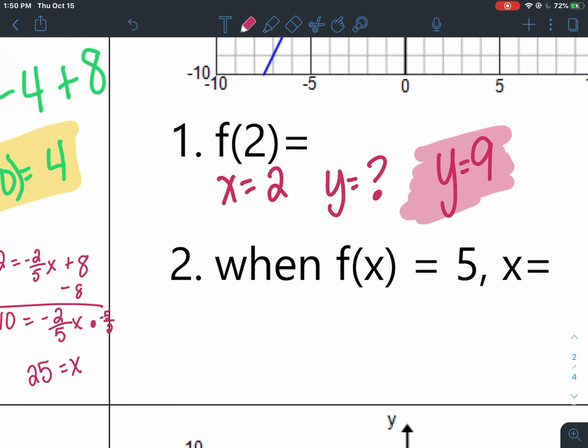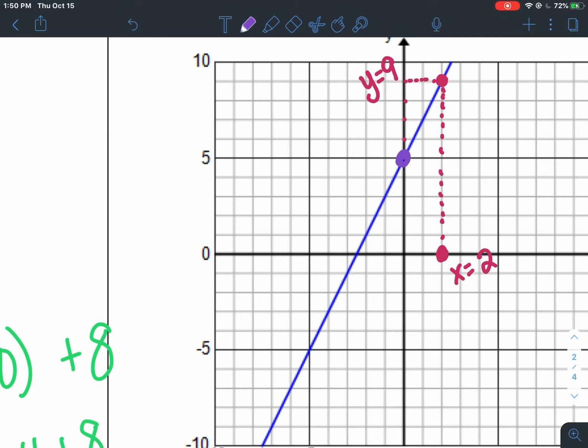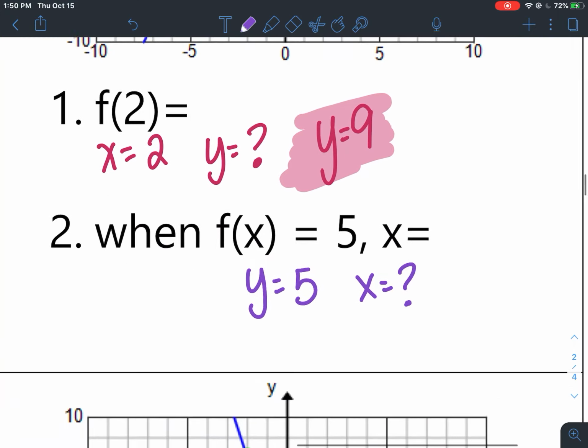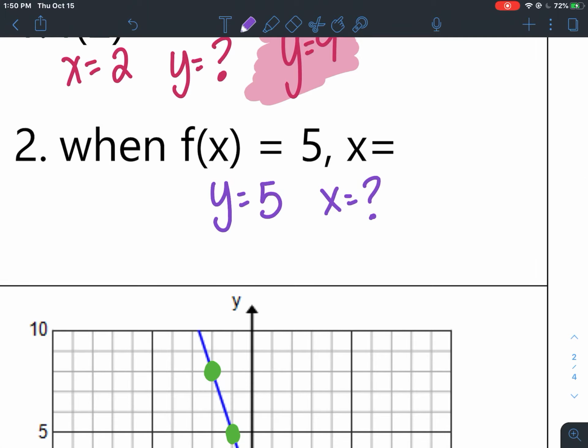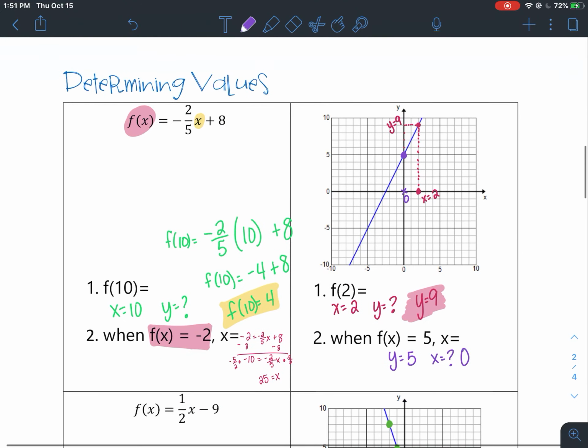And then when f of x equals 5, so y equals 5, what does x equal? So we go to the y-axis, and I find 5, which happens to be right on the line. So that means x equals 0. Because that point right there, x equals 0. Okay, so go ahead, try the last two on your own.